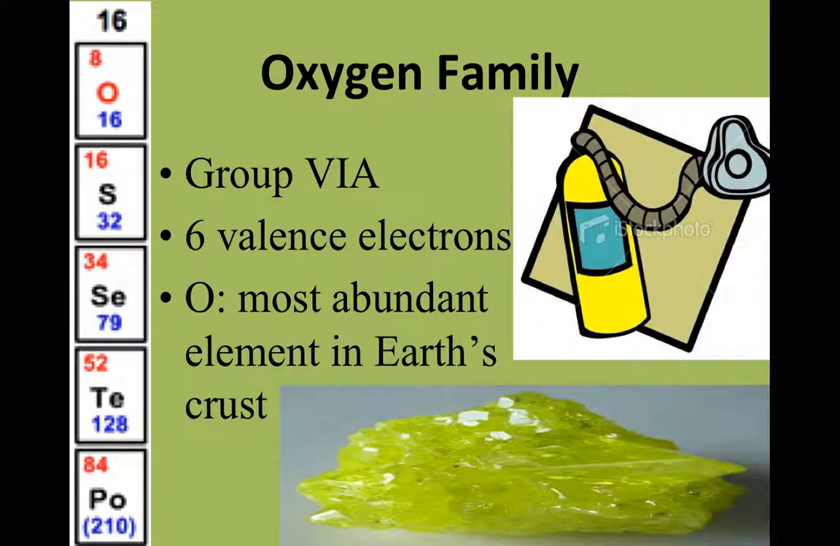Okay, the next family is the oxygen family, and this is group 6A. It has 6 valence electrons, and oxygen again is the most abundant element in the Earth's crust.